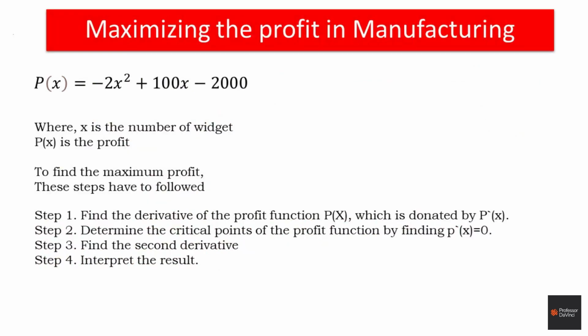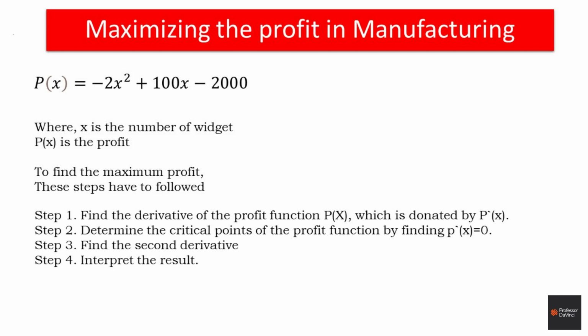Let's explore maximizing the profit in manufacturing. Suppose you manage a manufacturing company that produces a certain type of widget. Your profit function is given by p of x equals minus 2x square plus 100x minus 2000, where x is the number of widgets and p of x is the profit function. To find the maximum profit, these steps have to be followed.